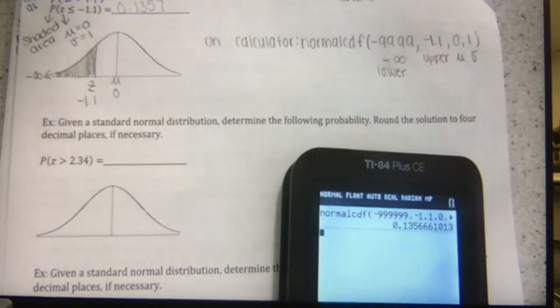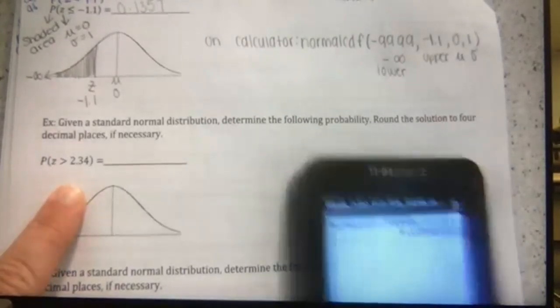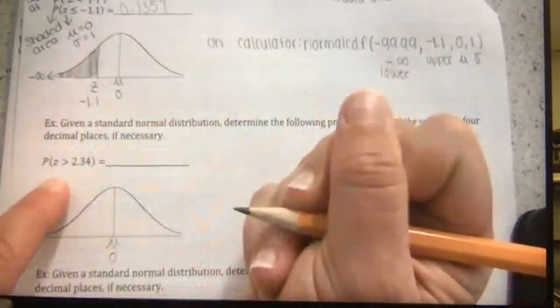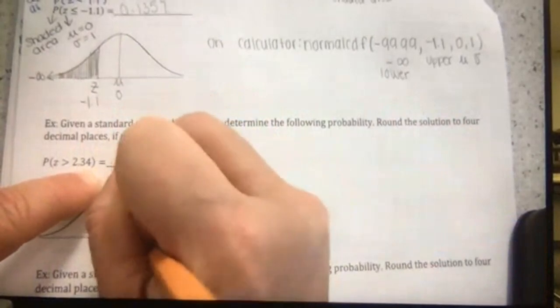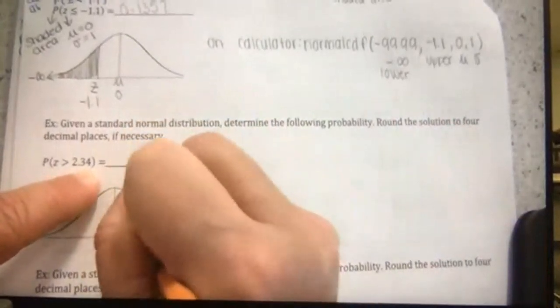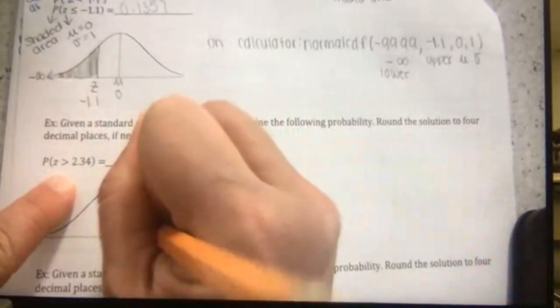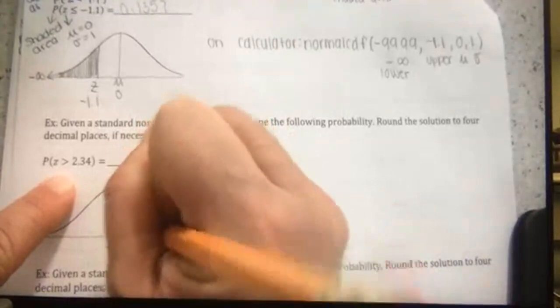Given a standard normal distribution, determine the following probability, round to 4 decimal places as needed. The probability that z is greater than negative 2.34. In the middle is our mean, which is 0. Our z value is on the left-hand side, negative 2.34. And we're saying that z is greater than. Greater than means everything on the right-hand side going on forever towards positive infinity.